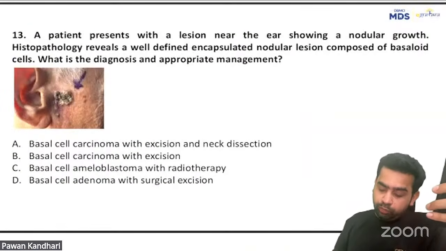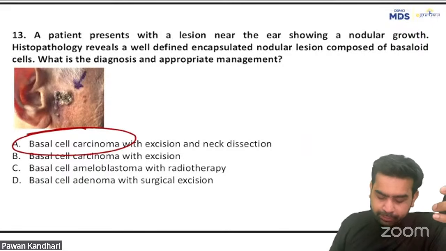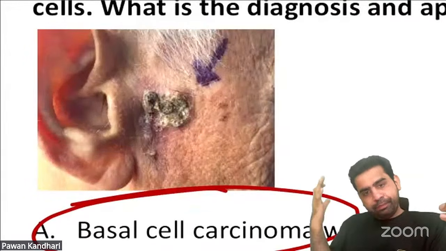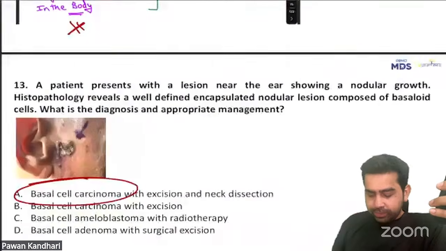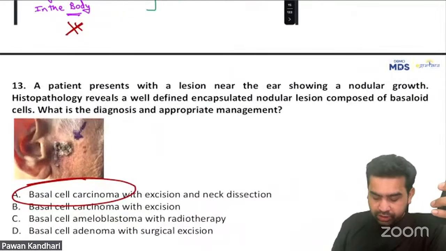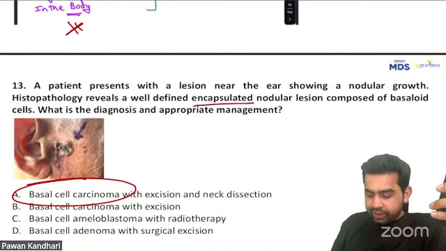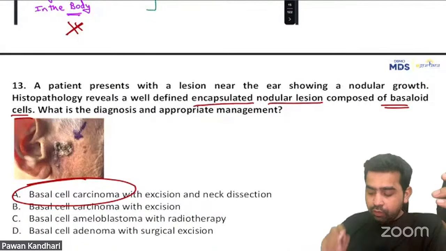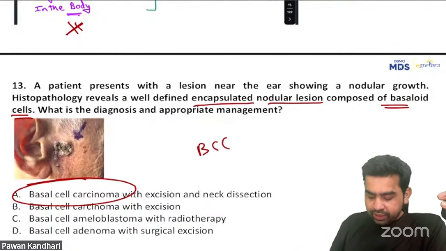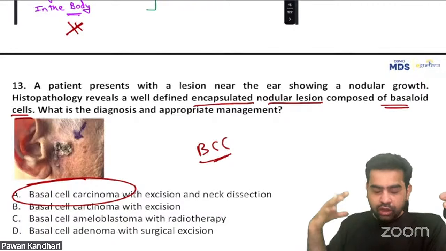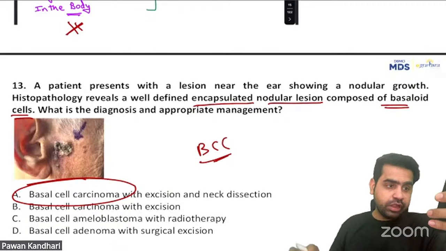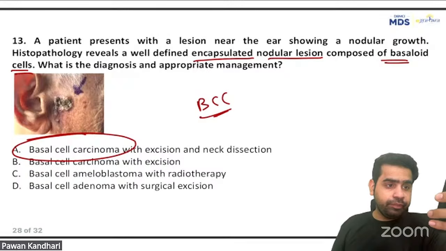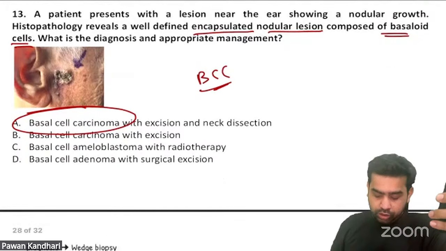Lastly, there were two questions, both based on basal cell carcinoma. It was pretty simple over here. By the image, you might feel that what the hell is it? But in the description, they had given you all those things. Histopathologically, encapsulated nodular lesion, basiloid cells, everything was pointing towards your basal cell carcinoma. Even the location is very characteristic of the basal cell carcinoma. So what is this? This is basically the basal cell carcinoma with the excision.